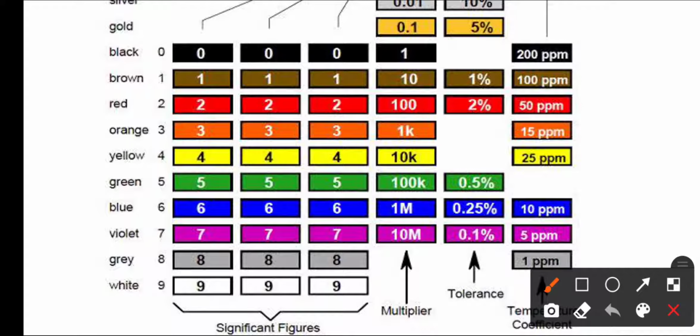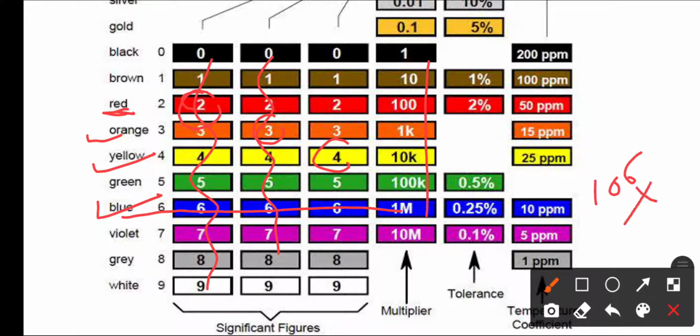The first band indicates these digits. The second band also indicates these digits. If the second band is orange, then we will write 3. If the first band is red, we will write 2. And if the third band in the resistor is yellow, we will write 4. And your fourth band represents the multiplier. Suppose the fourth color in a resistor is blue, so we will take 1 mega, 10 raised to power 6. We will multiply it by 10 raised to power 6.